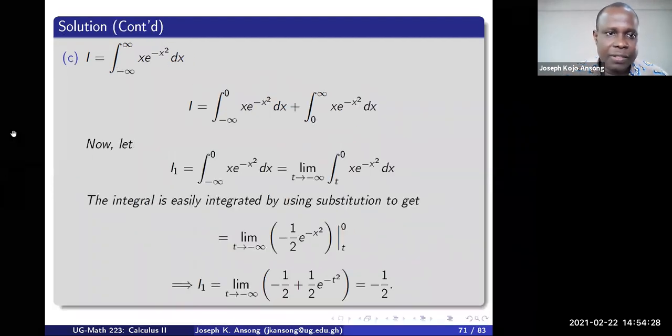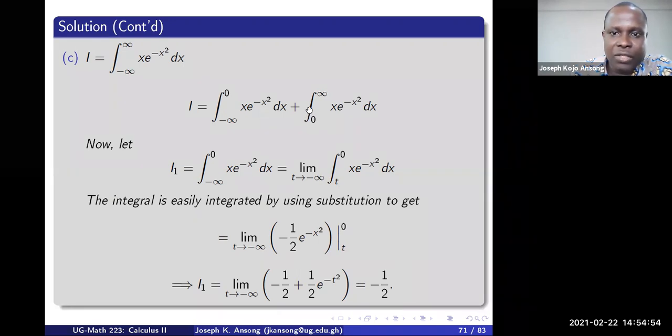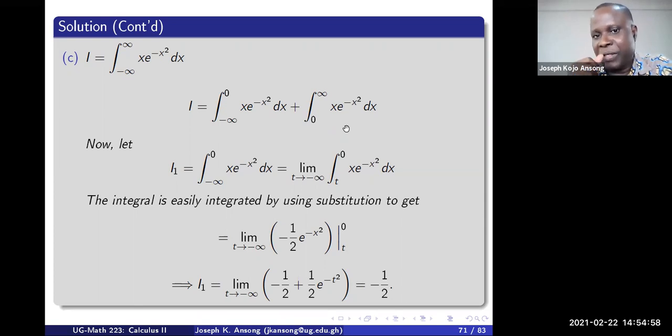Good. C says we want to integrate from negative infinity to infinity of x e to the negative x squared dx. So the easiest point to split it is in the middle: from negative infinity to 0, and then integrate from 0 to infinity. And then we solve the first integral on the right-hand side first. Once we are done, we'll come out and do this one.